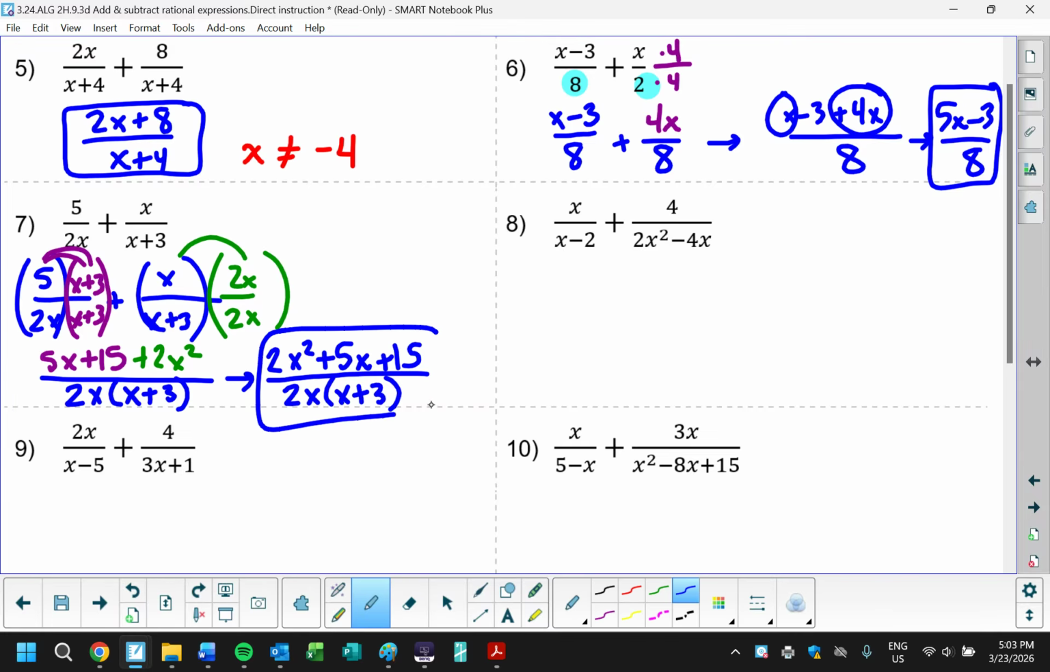While this is simplest form, I do want to pause and say, don't forget, x cannot be 0, nor can x be negative 3. There are restrictions to this domain. Let's keep on keeping on, ladies and gents.